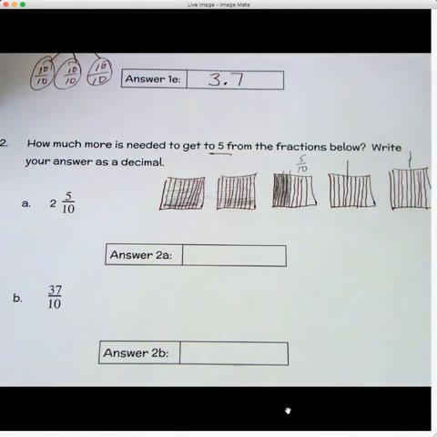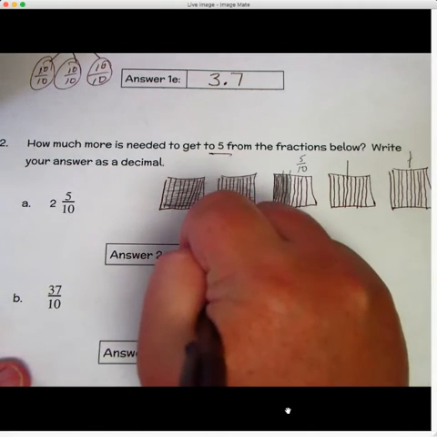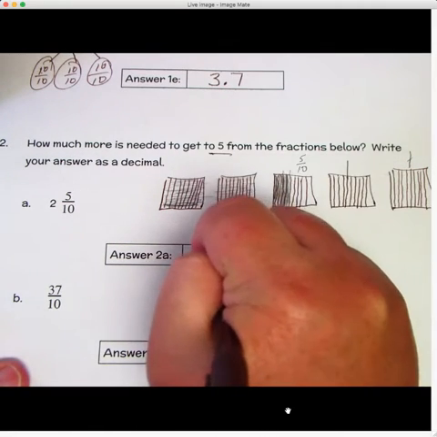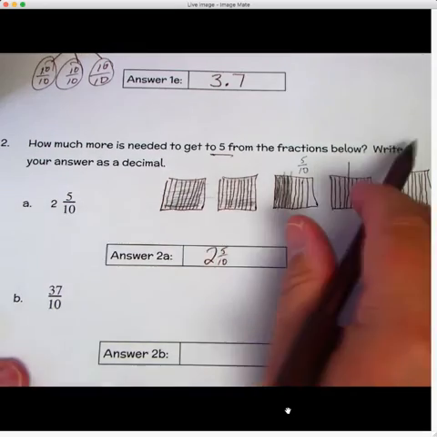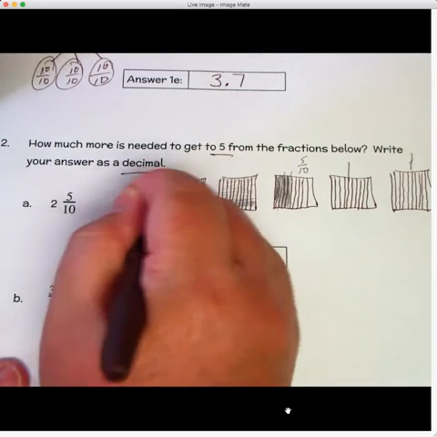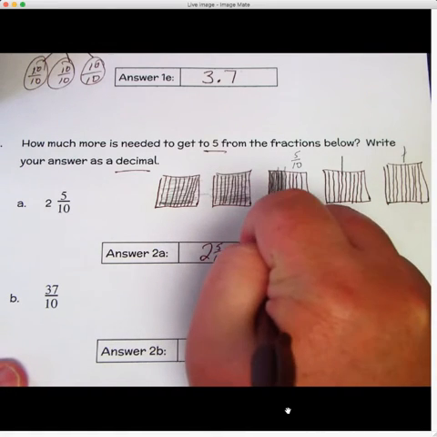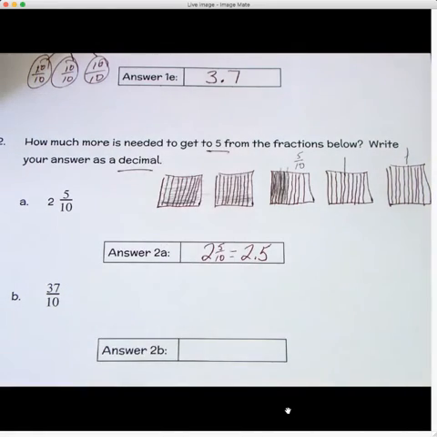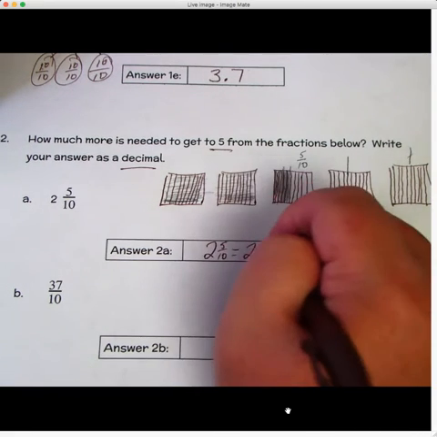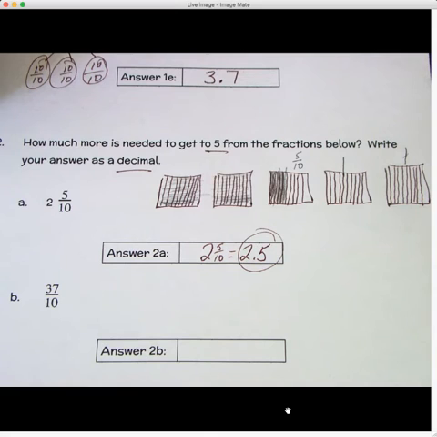So to get all the way to 5, how much more would I need to fill in? I would need 2 5/10 more, but it says write your answer as a decimal. So 2 5/10 more would look like 2.5 more, just like we did up there. So we have to write it as a decimal on this last part. Make sure you do that or it'll count it wrong, and so will I.